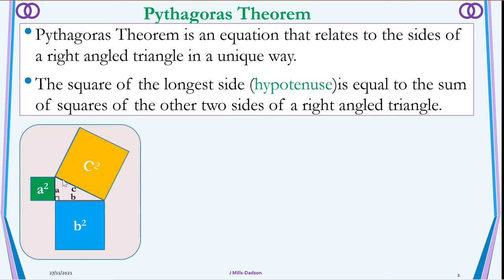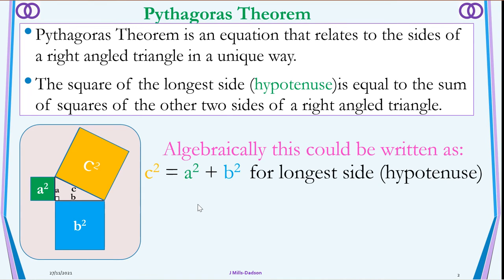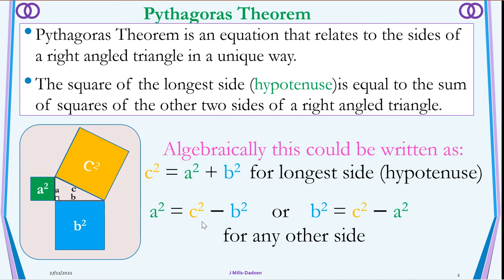So algebraically, it means that C squared, the area, is equal to A squared plus B squared. So that's what the theorem is all about. And this is normally used when you are looking for the longest side of the right angle triangle. If not, we use the subtraction rule for the other side. So if it is this side, it's C squared minus B squared to get A squared. Or if it is this side, C squared minus A squared. So actually what matters is that longest side, always use the addition rule. Any other side, subtraction rule.